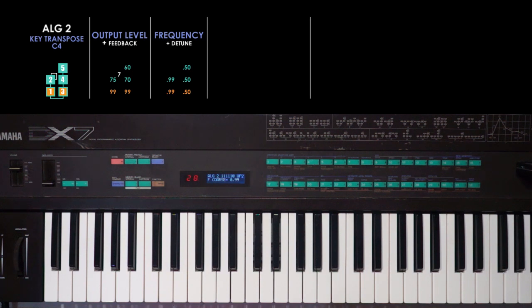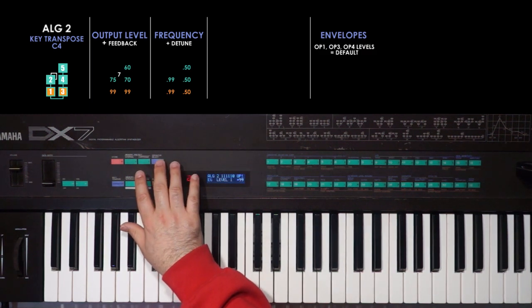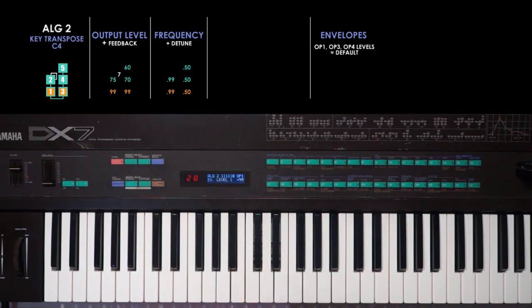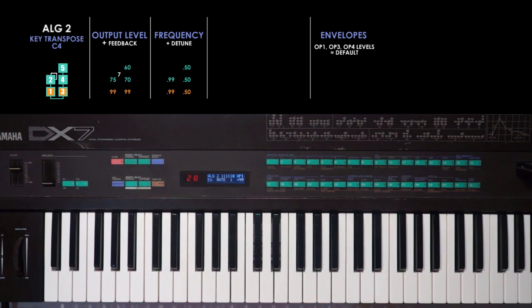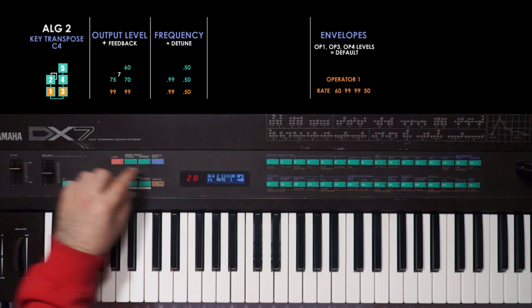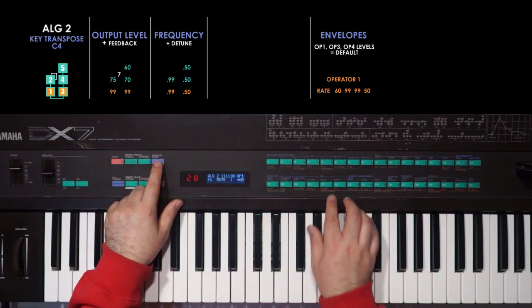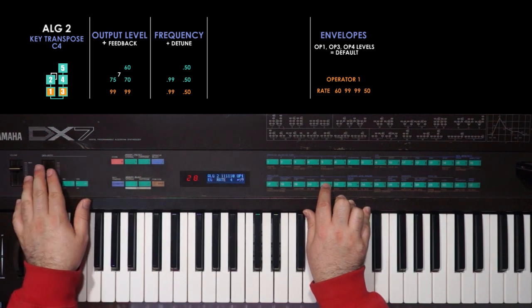So here we can move on to the envelopes. Starting with operator 1, all of the levels for the operators will be at the default settings, except for operator 2, which we will change its level and its rates. But for now we're going to work on the rates for operator 1. Rate 1 goes to 60. Rate 2 is 99, rate 3 is 99, and rate 4 is 50.